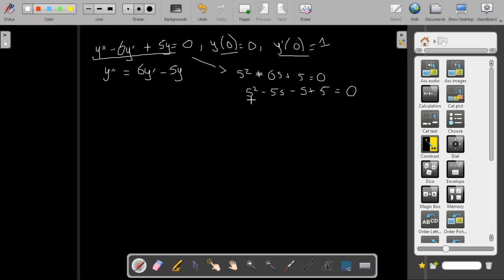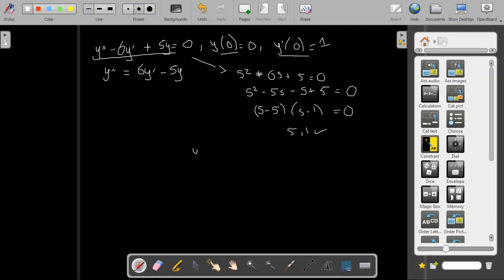So again I can take the s common, we will have s minus 5, and then minus 1 common, we will again have s minus 5. So we will have s minus 5 and s minus 1 is equal to 0. So we have roots which are 5 and 1. These roots are my solutions to this equation, which are real and different.